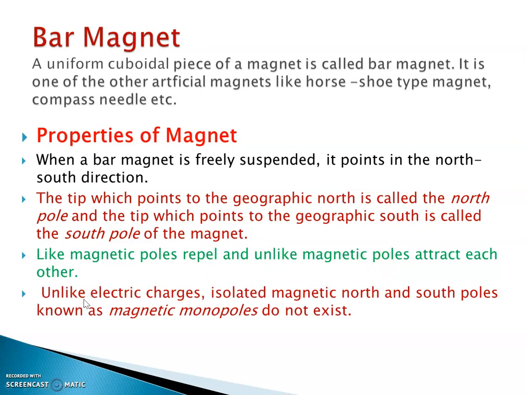This is another very important property, that you cannot separate two poles from each other. It means magnetic monopoles do not exist. Whenever you break a bar magnet into two pieces, again in each piece two poles will arise, so monopoles do not exist.